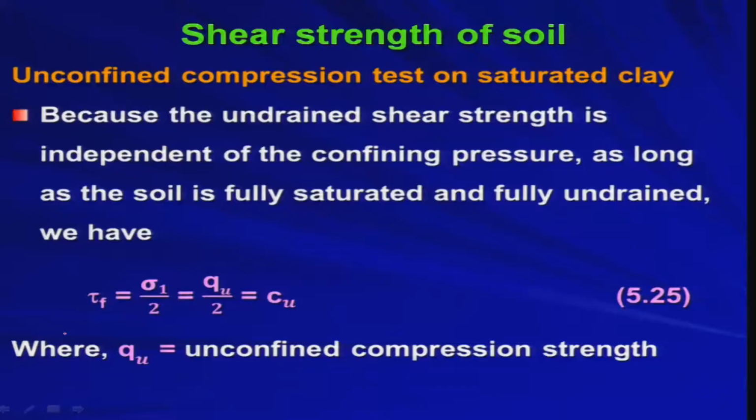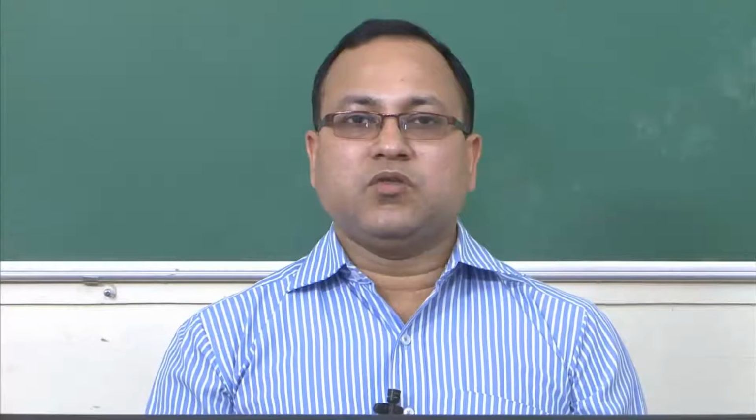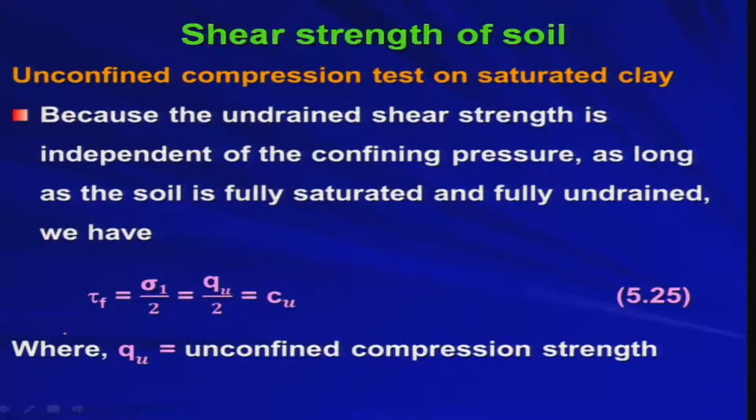Therefore, as long as the soil is fully saturated, that means you are not considering partially saturated soil, that means there is no air void, the void space is completely filled with water, so there is no air inside the soil specimen. In that situation, and if you consider fully undrained condition, that there is no drainage happening in the soil sample during shearing, the tau f, that is the failure shear stress, that is your shear strength, is nothing but sigma 1 by 2.